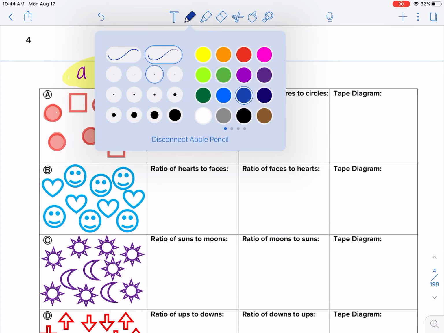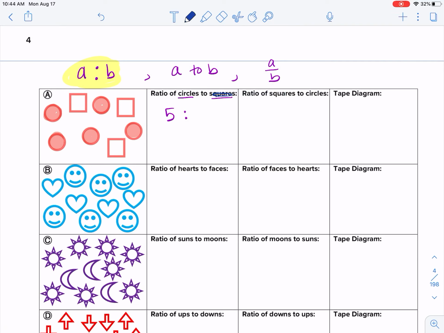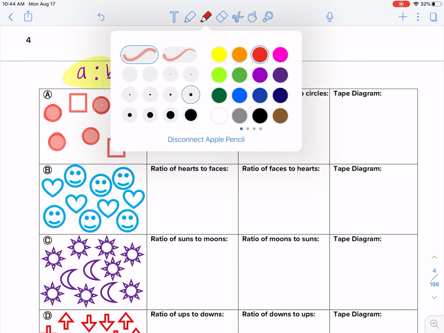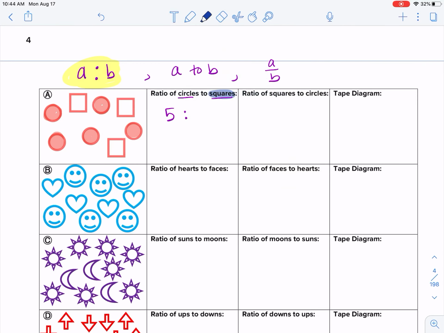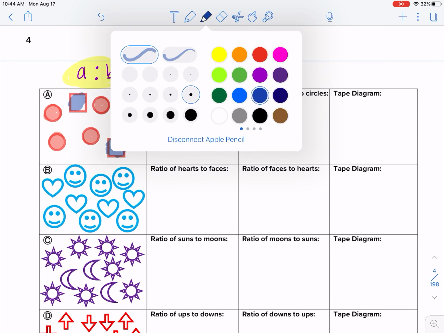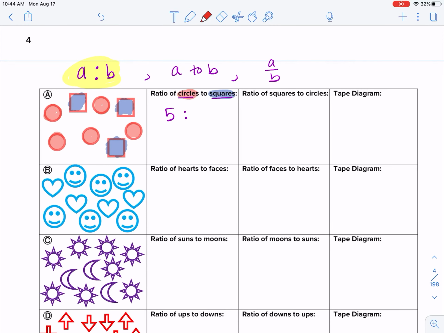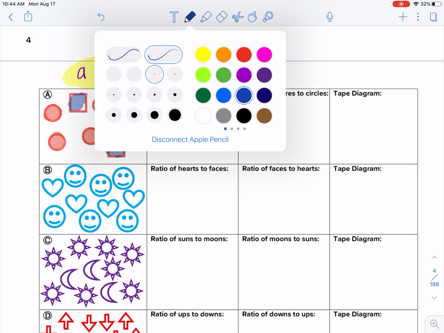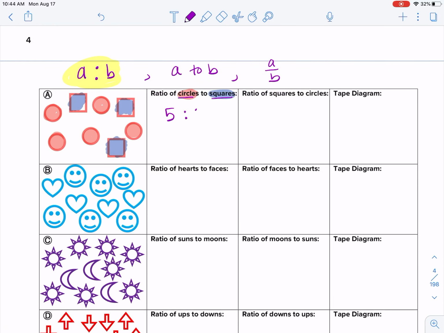Now I'm going to go to the number of squares. So now I have squares. So I'm going to look at the squares. I count my squares and I have 3 squares. I had 5 circles and 3 squares. So that means my number is going to be 5 to 3.